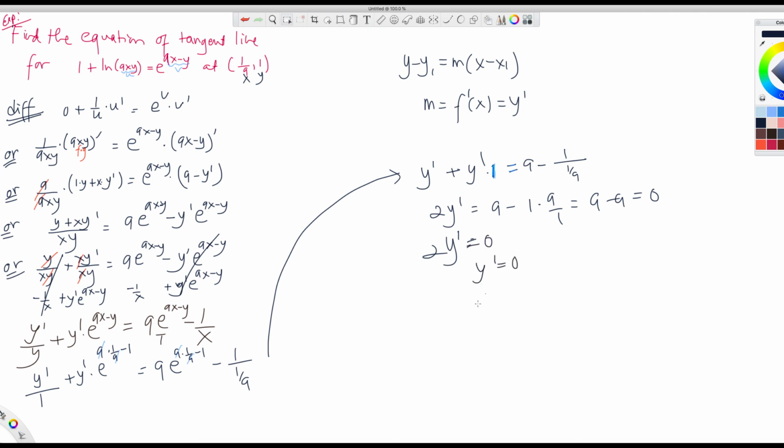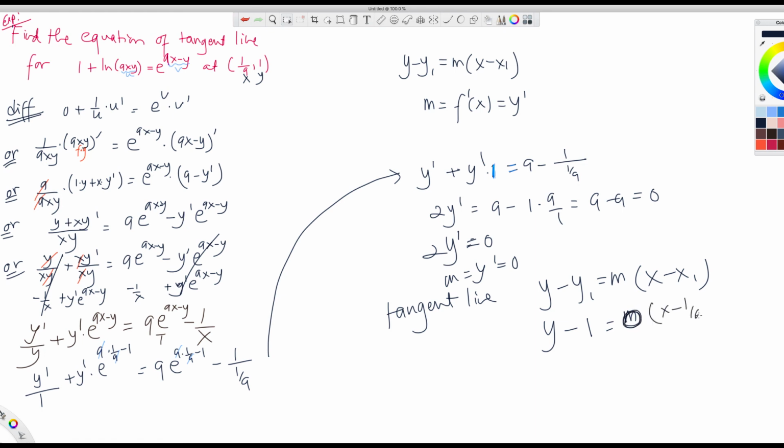So how do we find the equation of the tangent line then? So the tangent line is y minus y1 equals m times (x minus x1). So m is basically that y prime, right? So you write y minus y1, y1 is 1, you just take that as x1, y1. 1 equals m is 0, right? So let me write down 0 times (x minus 1/9). So 0 times that is just basically 0, right? So the final answer will be y minus 1 equals 0. Or if you add 1 on both sides, you will get y equals 1, which is the final answer for this problem.